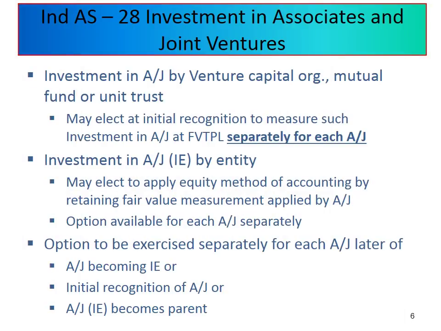Next is Ind AS 28, investment in associates and joint ventures. The main important amendment here is that it has been clarified that one can opt to measure the investment in associates and joint ventures held by a venture capital organization, mutual fund or unit trust separately for each associate or joint venture. So the option of FVTPL has been given in certain situations under Ind AS 28.